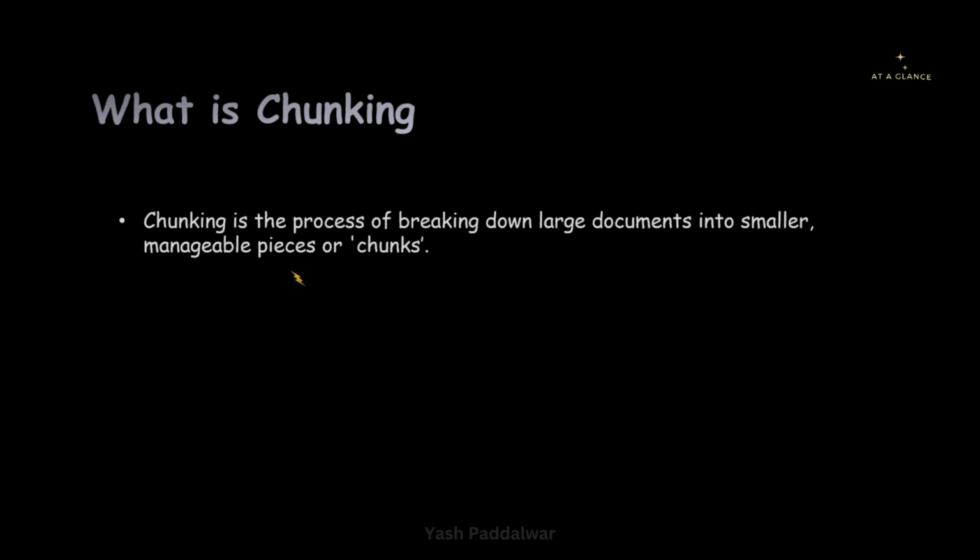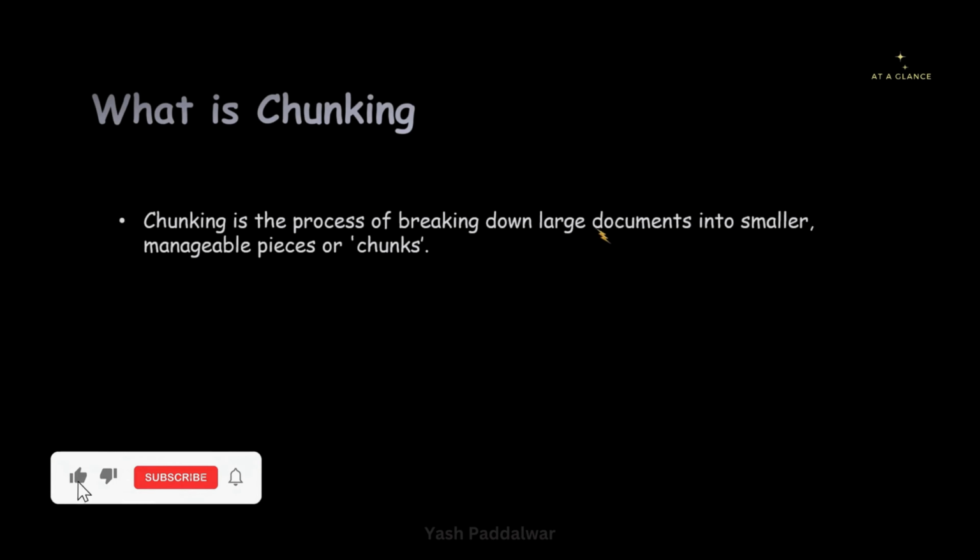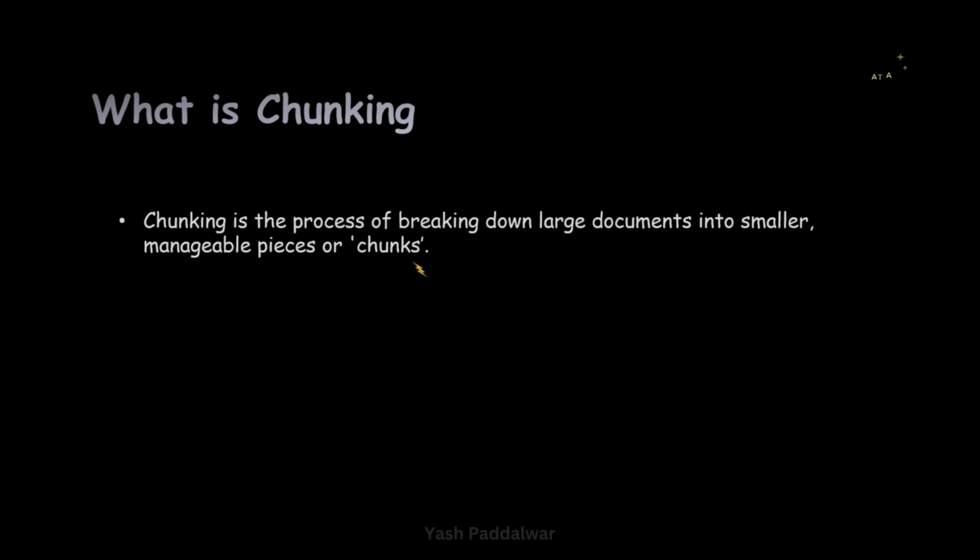In this, what exactly do we do? We break down the huge data that is present in the knowledge base, in any particular format, into smaller documents. Those smaller documents are nothing but the manageable pieces, and each smaller document that is created from these huge documents is called a chunk. One single document is called one chunk. So I hope the process of chunking is clear to you all.